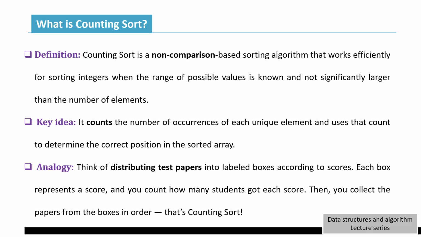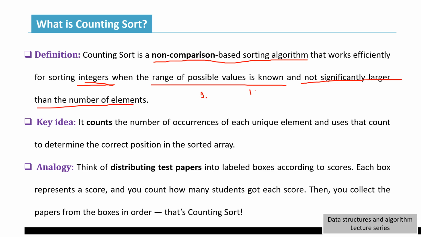So counting sort is a non-comparison based sorting algorithm. If the question is asked to differentiate between different types of algorithms, then counting sort is a non-comparison based sorting algorithm that works efficiently for sorting integers. This is the second differentiating point: when the range of possible values is known and not significantly larger than the number of elements. So you must know that it is starting from 1 to 10 or 15, likewise. So values must be integers and the ranges of values are known in advance. It works really well when we know the range of values in advance and that range is not significantly larger than the number of elements.